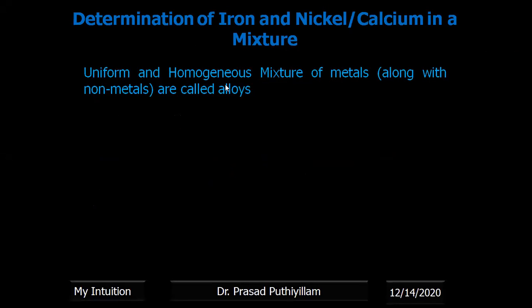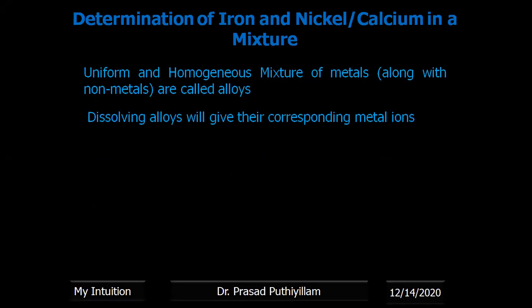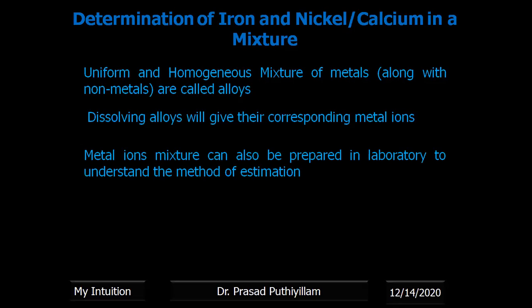A uniform and homogeneous mixture of two or more metals, including non-metals, we call an alloy. If such alloys are dissolved in a particular acid, we get the corresponding metal ions. Or we can prepare these mixtures in our laboratory using known amounts of chemicals, to understand how it can be estimated.